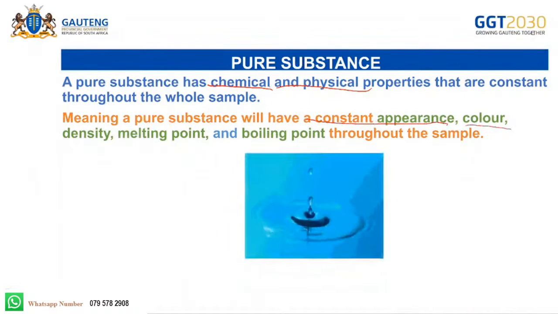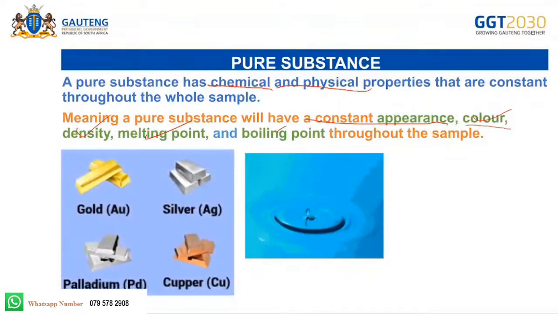If we look at the first picture that I've just drawn up, water. So if this water is not mixed with any other substance, if it's pure, then this water will have the same color throughout. It's going to be colorless throughout. It will have the same density throughout. It will have the same melting point throughout and the same boiling point throughout. It's going to have a constant appearance.